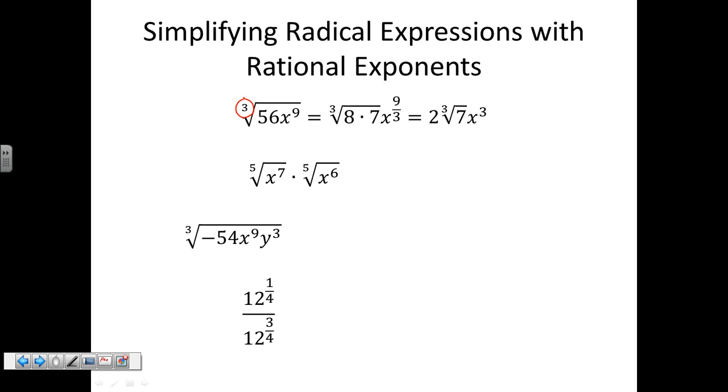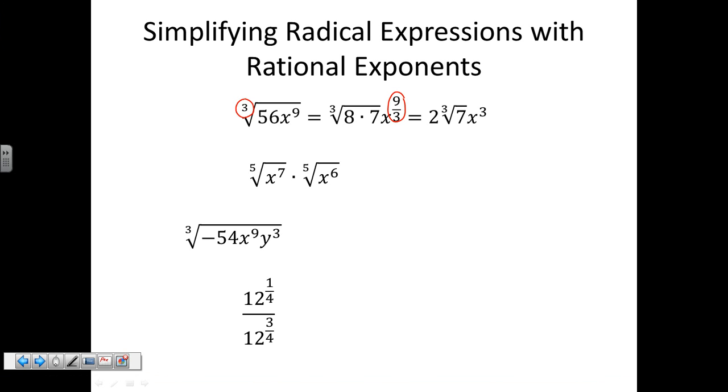So I can actually take a cubed root of part of that 56. The cubed root of 8 works out well. It's 2, so that comes out of the cubed root. The 7 stays behind, and look what has happened to the power on the exponent. I've taken the 9 and made it the top of the fraction. The radical, the 3, becomes the bottom of the fraction, and that simplifies very, very nicely to x cubed.